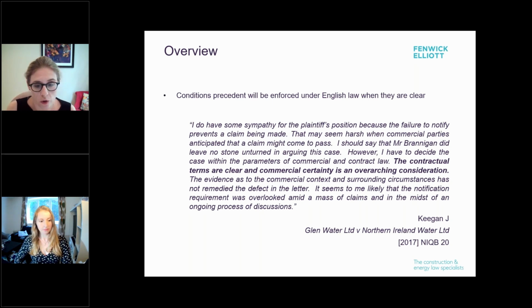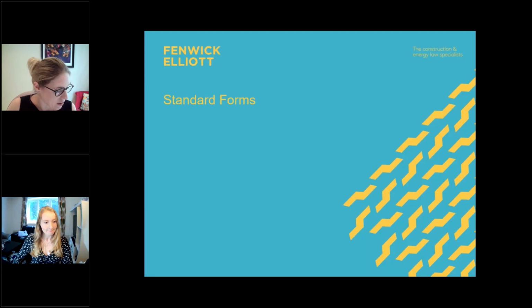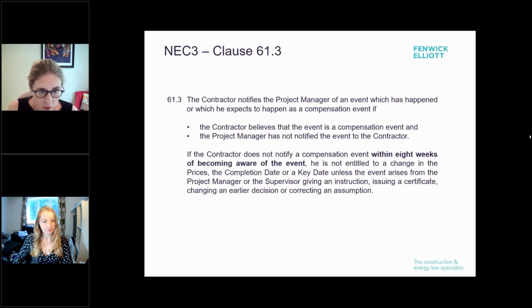So the first standard form we're going to look at, Rebecca, would you mind moving my slides if that's okay, sorry, is the NEC standard form. And we're going to expressly look at the NEC 3 time bar provision in clause 61.3, which seems to be generating quite a lot of disputes. Certainly, I'm seeing quite a lot of disputes on this at the moment.